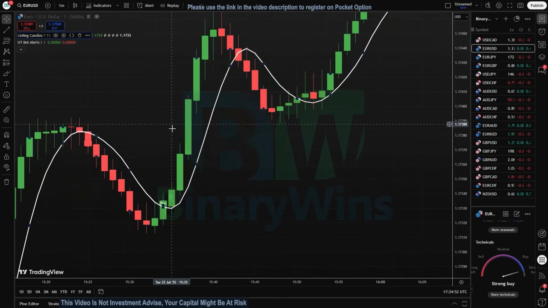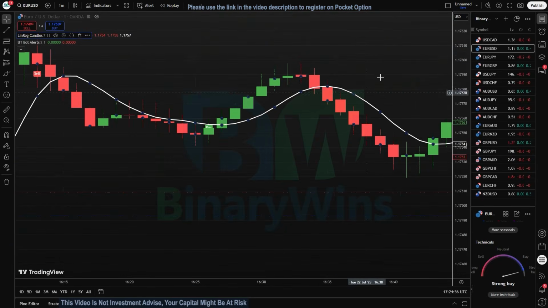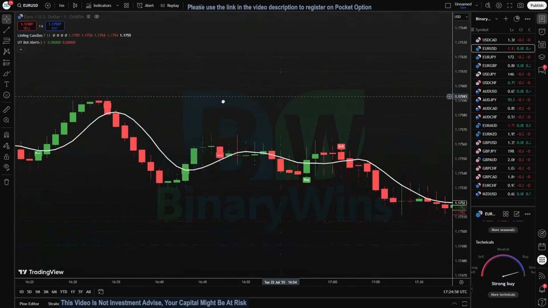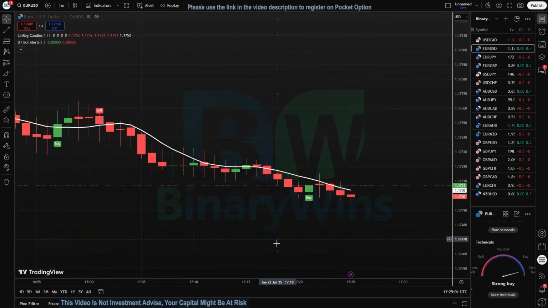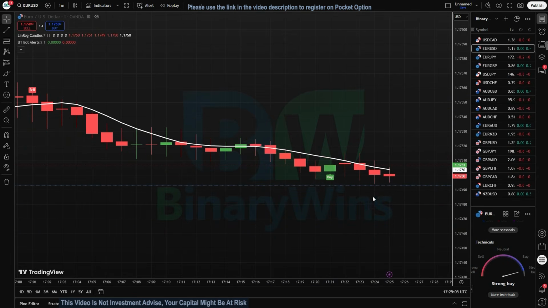The rules of the strategy are very simple, and we just need to carefully look for the right signals. Now look here. I am shown a buy signal while the candles are below the moving average, so we can't use the signal.